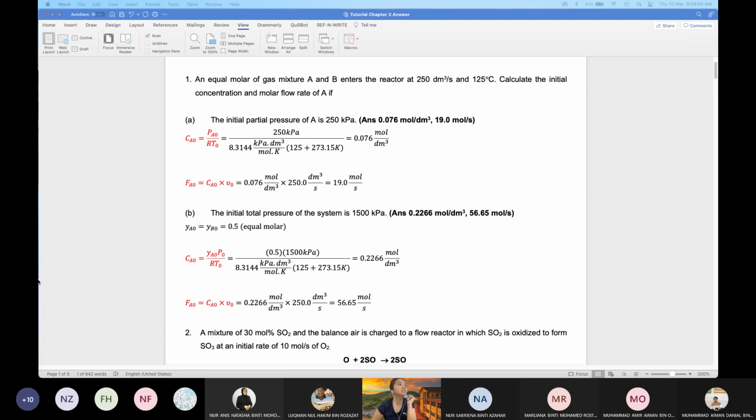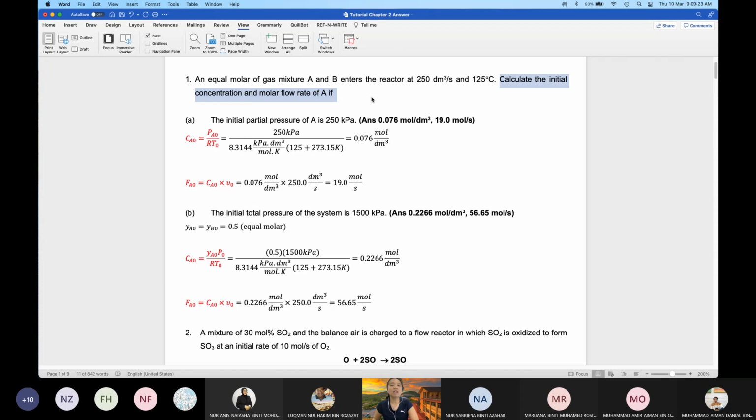So in this case, since the feed enters the reactor, this is T naught. Naught indicates time zero, or the time before the reaction takes place. Okay, so done. We got epsilon naught, we got T naught. They say calculate the initial concentration and initial molar flow rate of A.